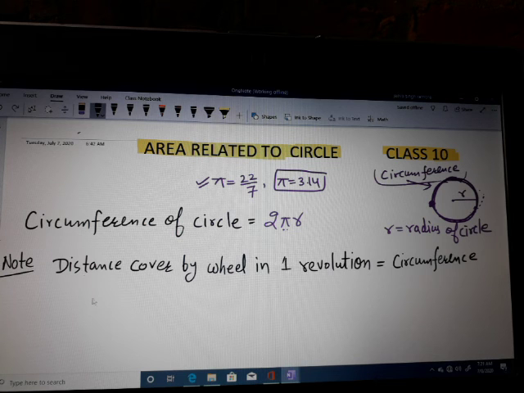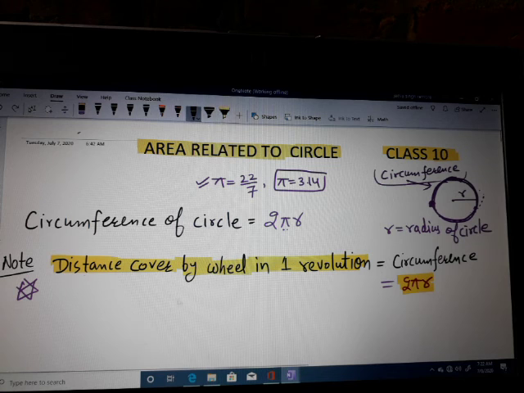The next important point is that the distance covered by a wheel in one revolution is equal to the circumference of the circle, that is equal to 2 pi r. This is a very important point, you have to note it down. Please note down that the distance covered by a wheel in one revolution is given by the circumference of a circle, that is equal to 2 pi r.